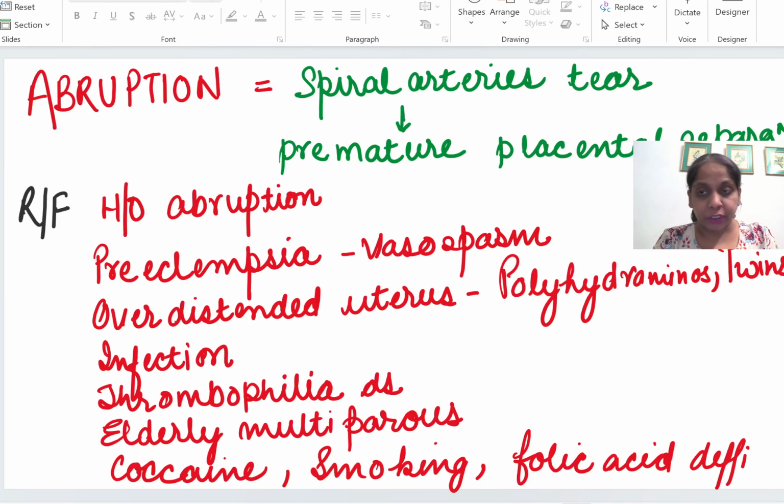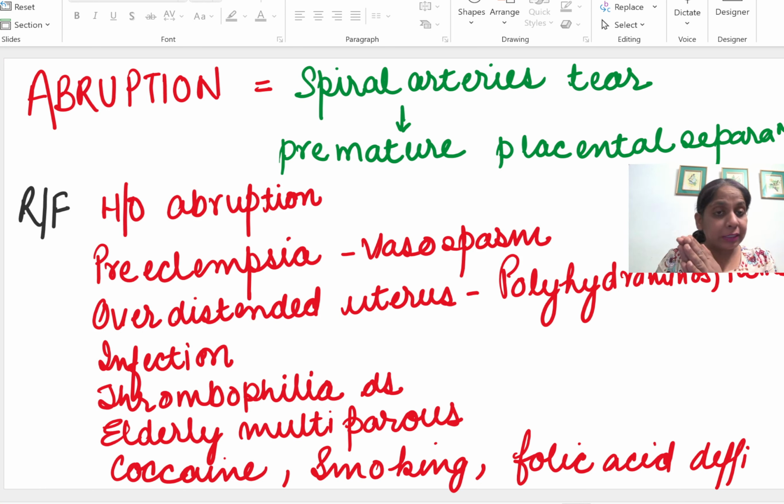Let's discuss abruption. First of all, you all know what the placenta is. In the placenta, there are spiral arteries, which are branches of the uterine arteries, right? The uterine artery supplies the uterus, and then the uterine artery sub-branch supplies the spiral arteries, isn't it? Now this spiral artery enters the placenta. 15 to 16 spiral arteries enter the placenta, and then at 20 weeks, the tunica media of these spiral arteries is removed by the extravillous trophoblast.